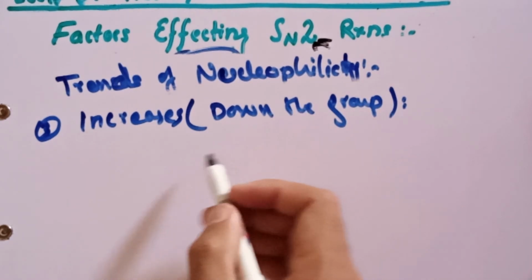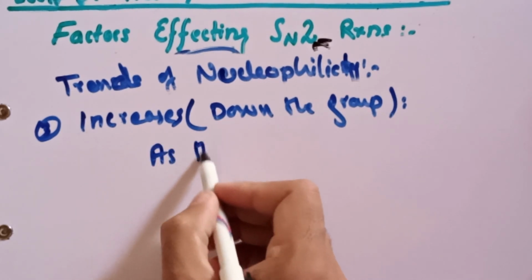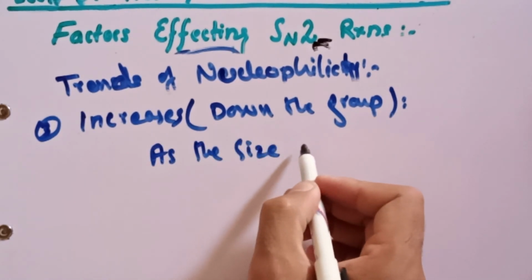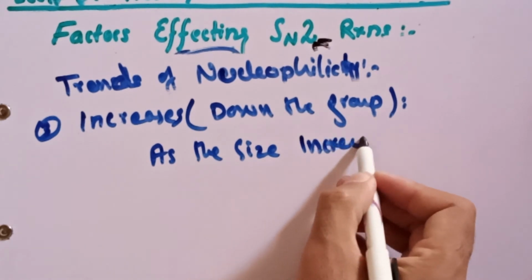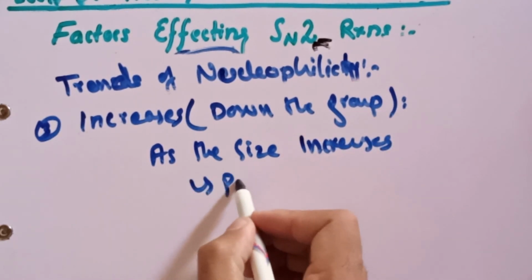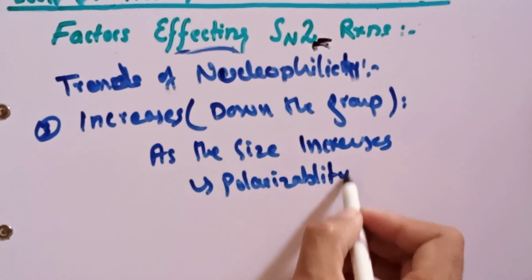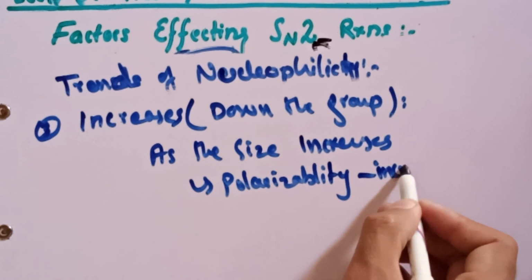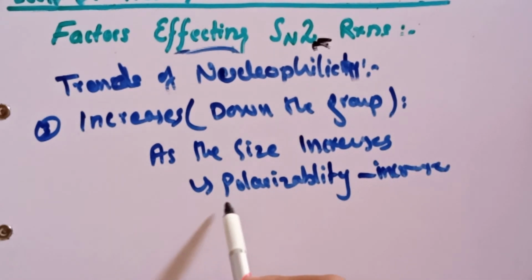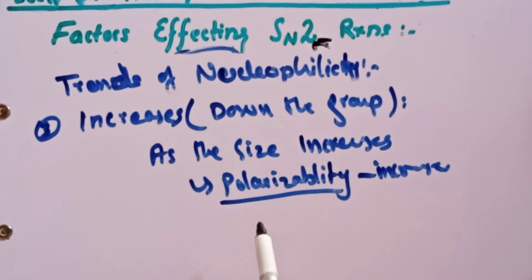As the size increases, polarizability also increases. More polarizability means that the atom will be a better nucleophile. That is the atom of fluorine, while that is the atom of iodine.